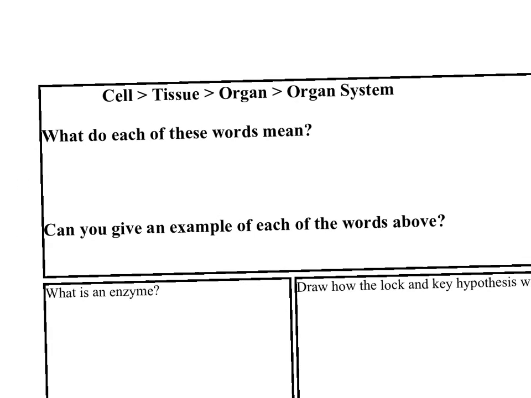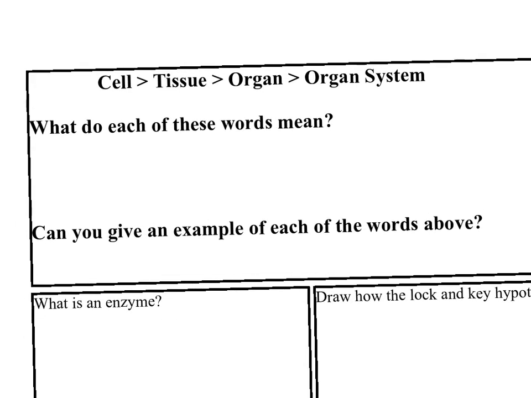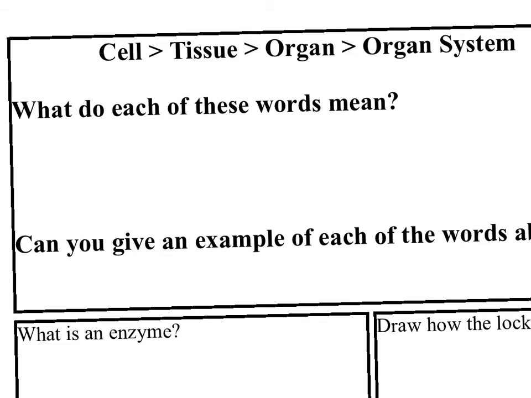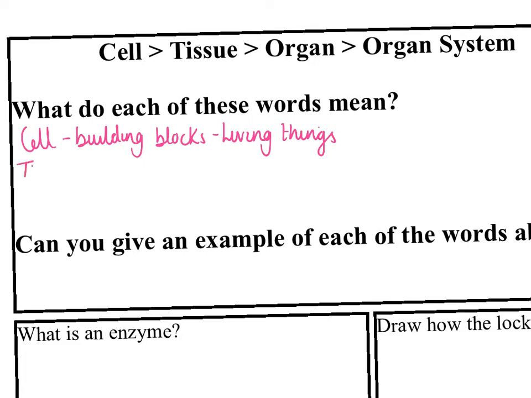If I'm going down, what do each of these words mean? So, if you start with cell, cell is our building blocks of all living things. And then we have tissues. They are a group of cells working together.